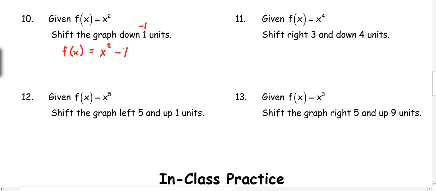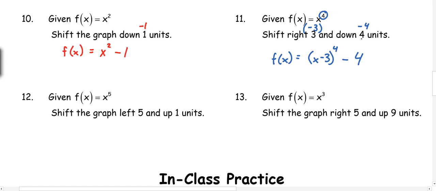11, 12, and 13 have 2 movements in them. In number 11, we need to shift right 3 and down 4 units. So we have f of x equals, remember that right 3 means minus 3 inside the parentheses, and down 4 is a minus 4 outside of parentheses. So we would have x minus 3. We need our power to the 4th power, and then minus 4 because we're going down 4 units.